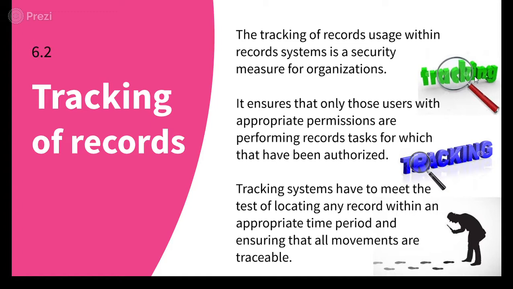This is the second subtopic for topic number 6, tracking of records. The tracking of record use within a record system is a security measure for organizations. It ensures that only those users with appropriate permission are performing records tasks for which they have been authorized. Tracking systems have to meet the test of locating any record within an appropriate time period and ensuring that all movements are traceable.